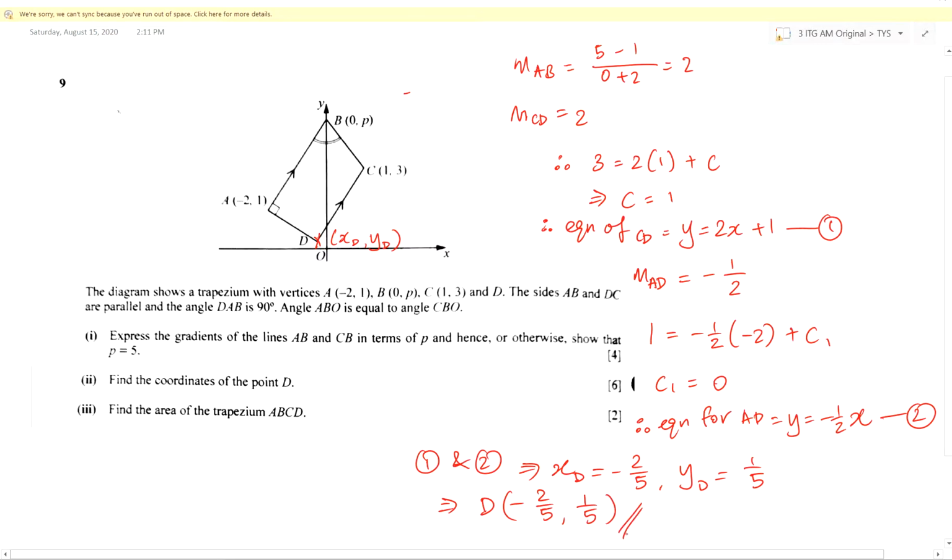Then in part 3, to find the area of the trapezium using the shoelace method. Okay, so let us put in the coordinates, negative 2 over 5, 1 over 5, and p as a value of 5. Area. So right now half, draw a vertical line. Choose any point you like, but you have to go anti-clockwise. So for example, let's start with point B, 0, 5, negative 2, 1, going anti-clockwise. So next point D, negative 2 over 5, 1 over 5, 1, 3, and we go back to where we started, 0, 5.